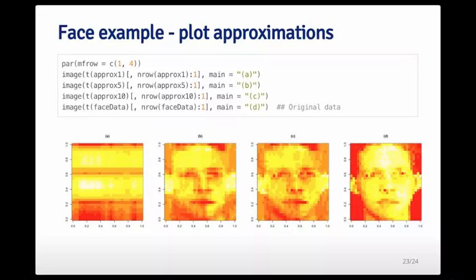This uses the first 5 singular vectors, and you can see that clearly there's a face. There's 2 eyes, a nose, and a mouth, and 2 ears. It's not exactly the same as the original data set, but it's pretty close.